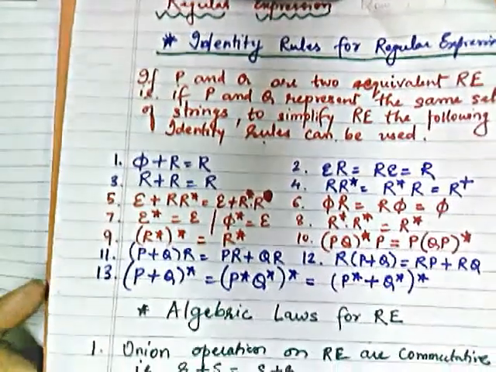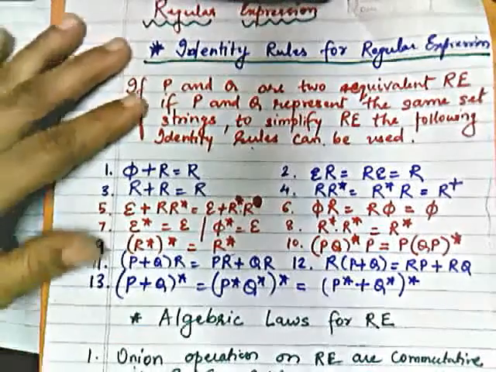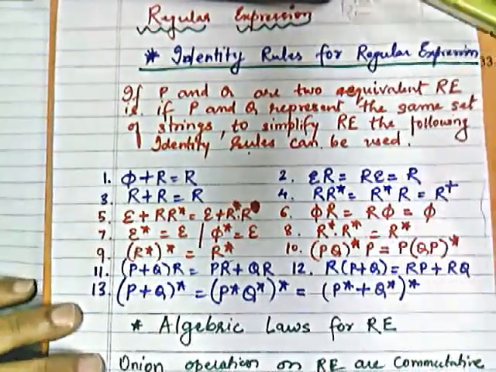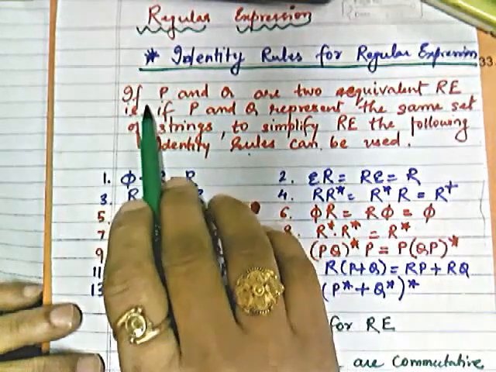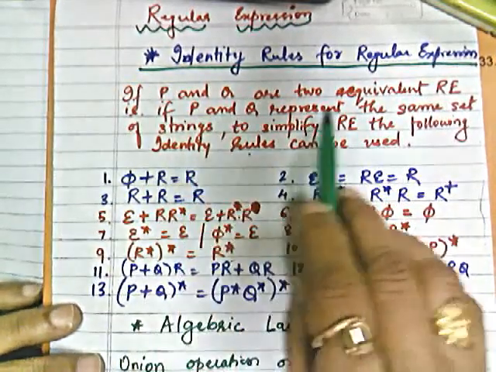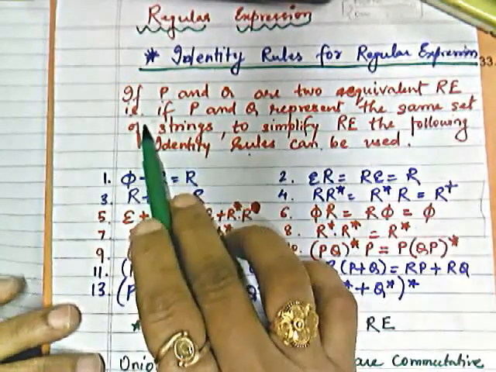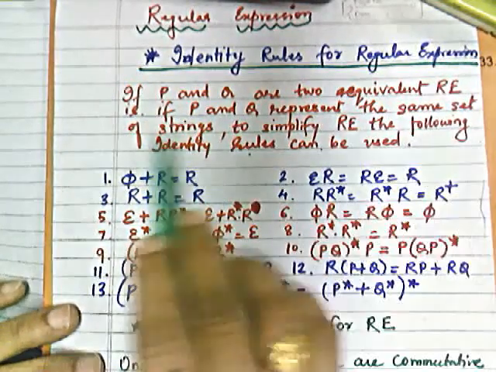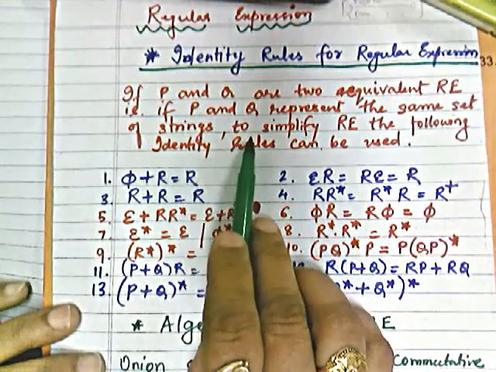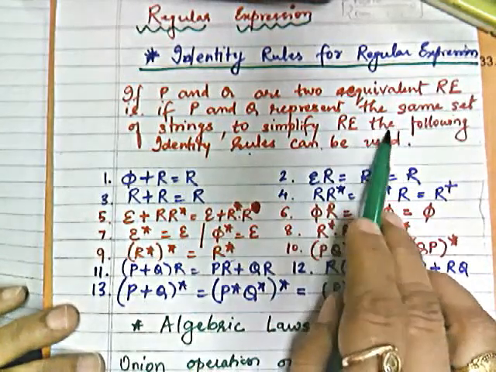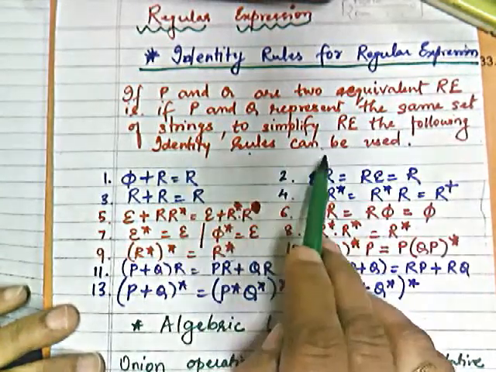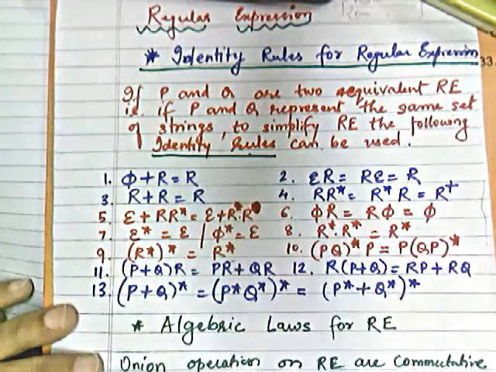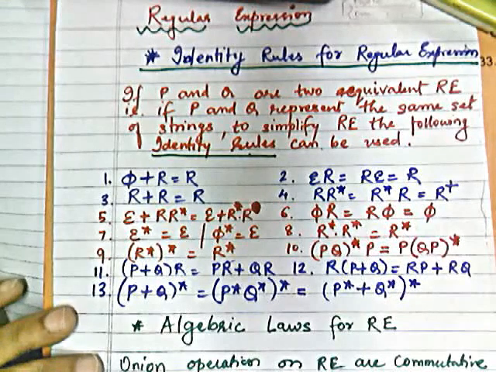One by one I am reading and I am expecting you to note it down as well. Very first is, if P and Q are two equivalent RE, that is, if P and Q represent the same set of strings, to simplify regular expression the following identity rules can be used. Here we will be discussing 13 identity rules.